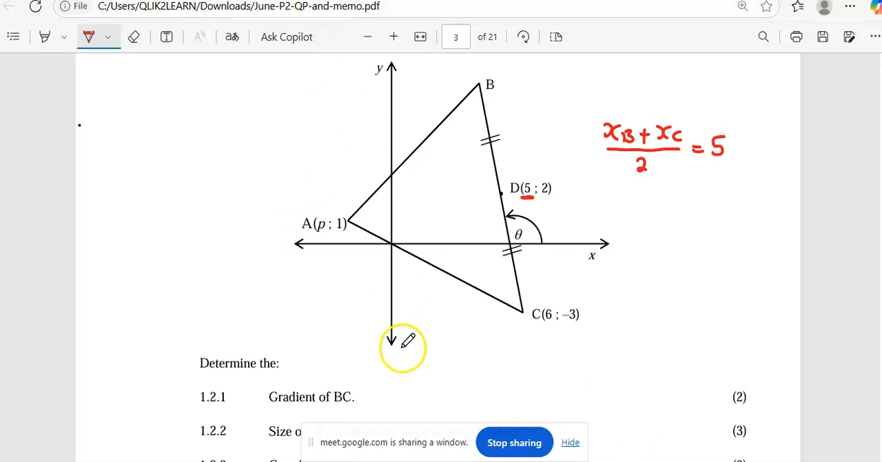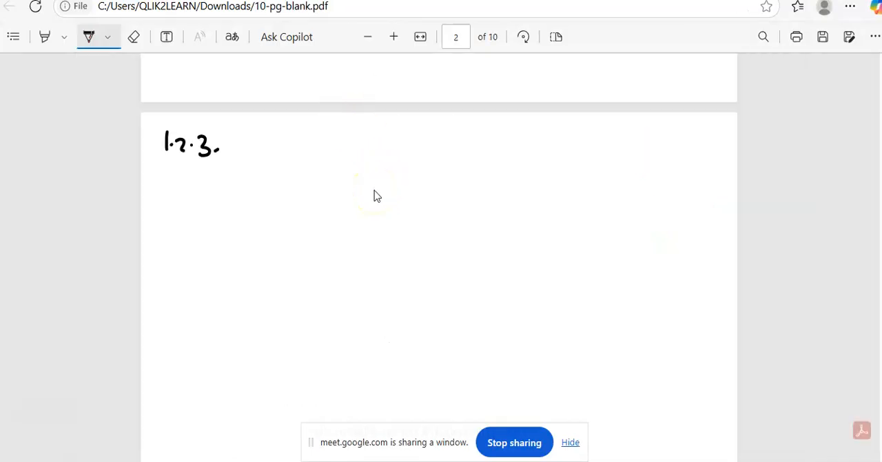So, what about the y coordinate? We take the y of B and add it with the y of C. The answer that we get, we divide by 2, and the answer should give us 2, which is the y coordinate of D. I'm going to rewrite the equation this side: the x of B plus the x of C divided by 2 should give us an answer of 5. Then the y of B added to the y of C, the answer divided by 2 should give us the y coordinate of D.